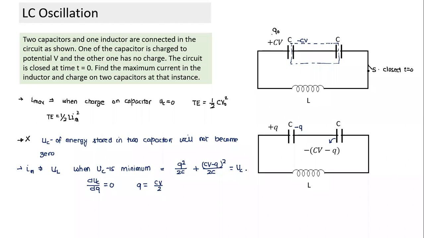So how do I write this equation now? What is the maximum charge? I'll write the equation as something like this. So energy at t equal to 0 is how much? We have already written 1 by 2 CV naught square, and that will be equal to 1 by 2 L I max square, plus, when this current is maximum, the energy has to be minimum, so I'll write this UC substituting Q equal to CV naught by 2. UC for Q equal to CV naught by 2.